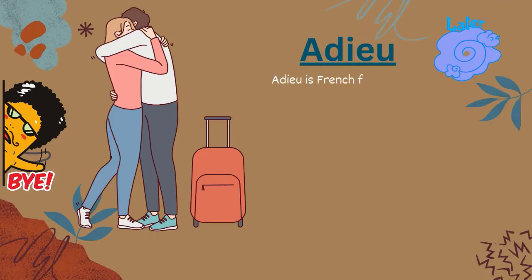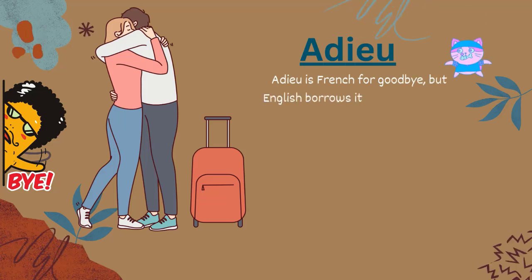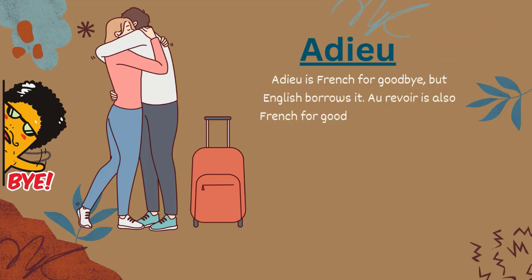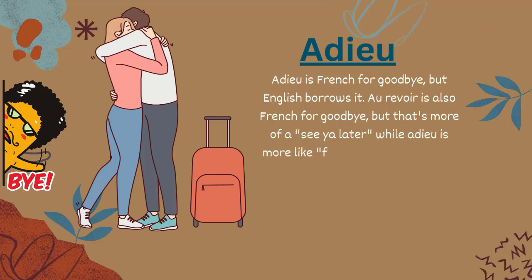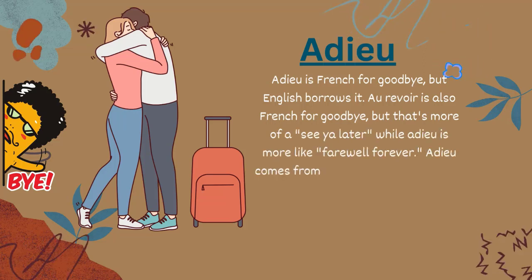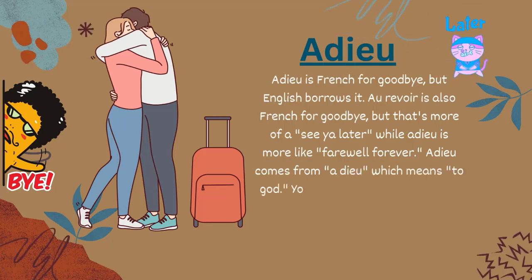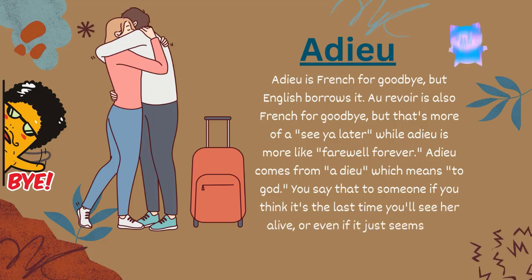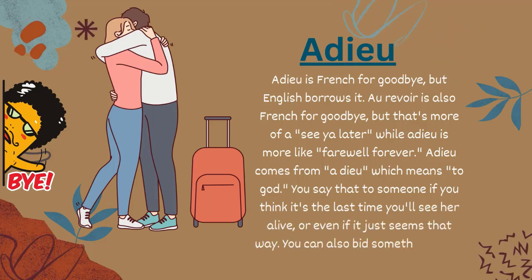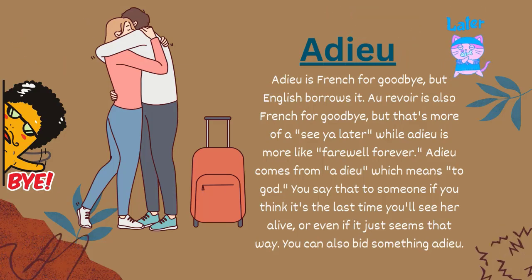Adieu is French for goodbye, but English borrows it. Au revoir is also French for goodbye, but that's more of a see you later, while adieu is more like farewell forever. Adieu comes from a Dieu, which means to God. You say that to someone if you think it's the last time you'll see her alive, or even if it just seems that way. You can also bid something adieu.